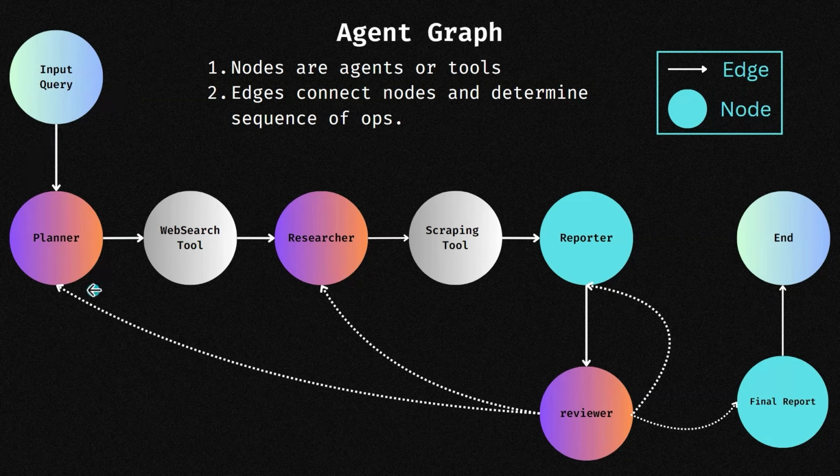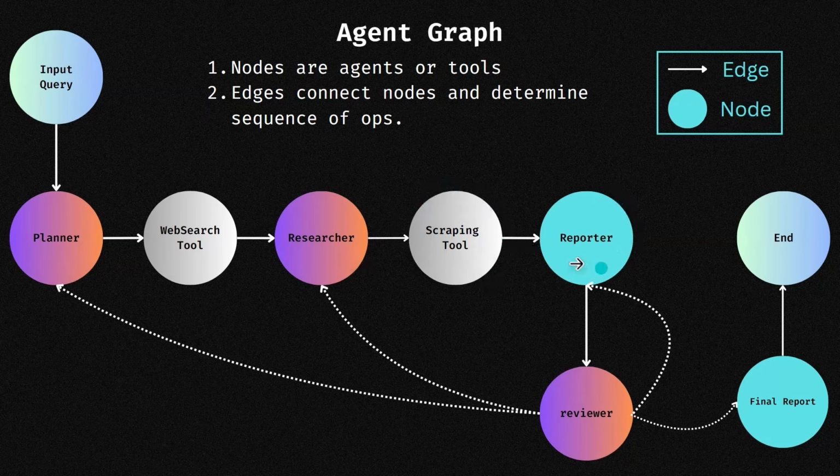It goes to the planner. The planner's job is to find the appropriate web search terms for that. That's passed into the web search tool that actually conducts the search and returns a search engine results page. The researcher picks that up and selects the best source from that search engine results page. That's passed to a scraping tool. The information is scraped from the web URL from the researcher.